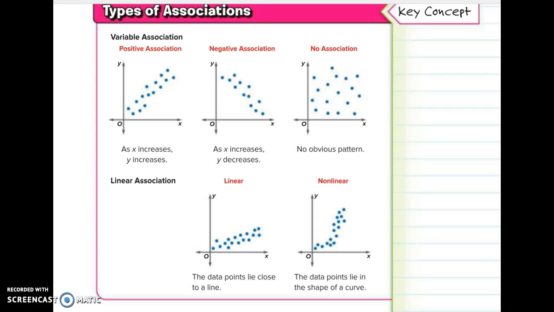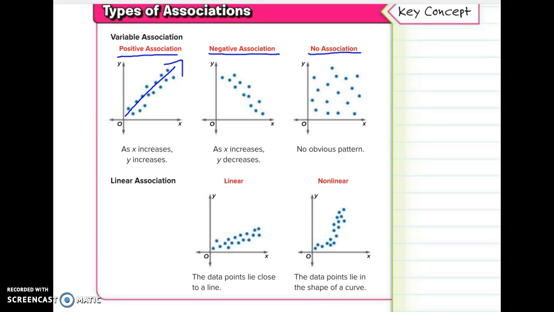So we have variable association and linear association. When you're talking about variable association, you have 3 options. You can have a positive association, a negative association, or no association at all. When we talk about a positive association, we can say that most of those dots go up. They are always increasing.